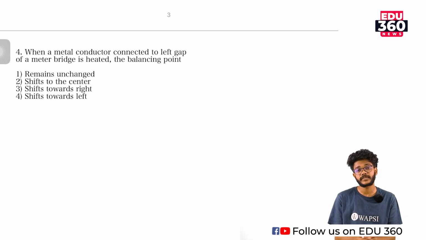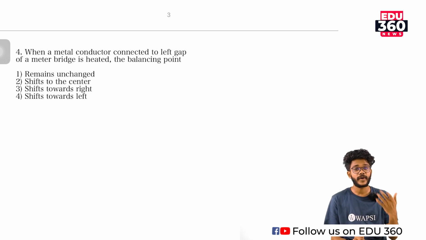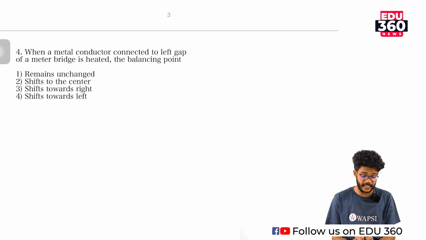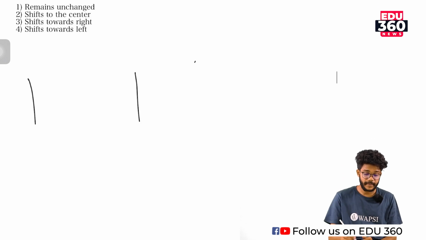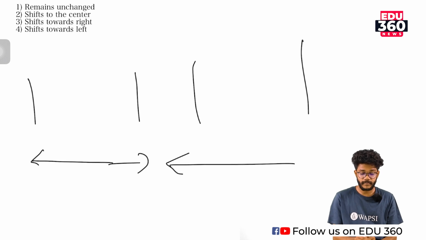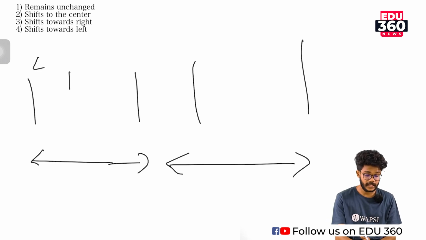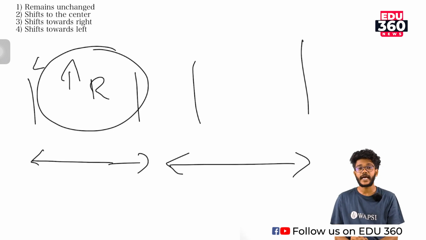Okay, what happens when we heat a metal? The resistance will increase. What happens if we heat a semiconductor? The resistance will decrease. So actually what is happening? The resistance is getting increased. So if this is the left gap and this is the right gap, a balancing point is initially made by these 2 resistors. And we are increasing the temperature in the left, which results in an increase in resistance in the left. That means the value of this left gap is increased.